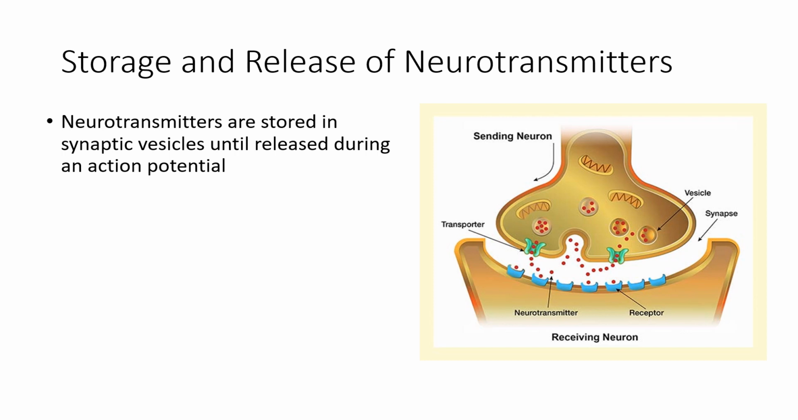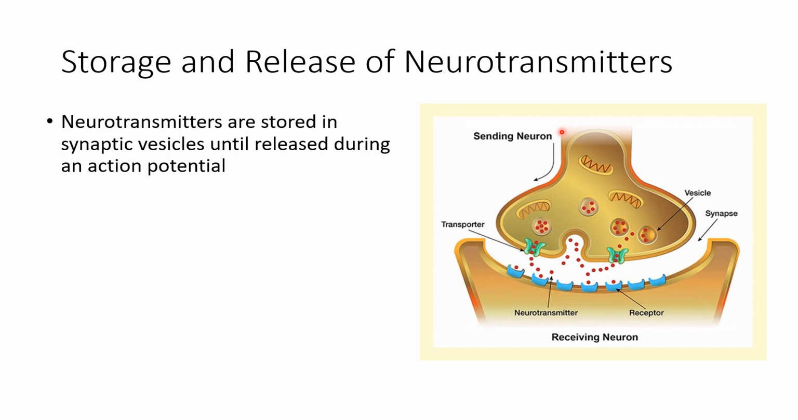So let's zoom in on two neurons. Here we have the sending neuron and the receiving neuron. Or you could also think about that as the postsynaptic neuron. So this is the neuron that's going to be receiving the neurotransmitter, and this is the sending one, or the presynaptic neuron, that is sending the neurotransmitter.